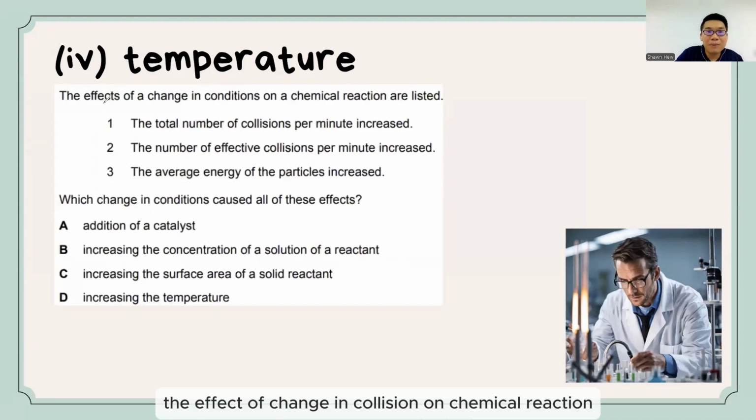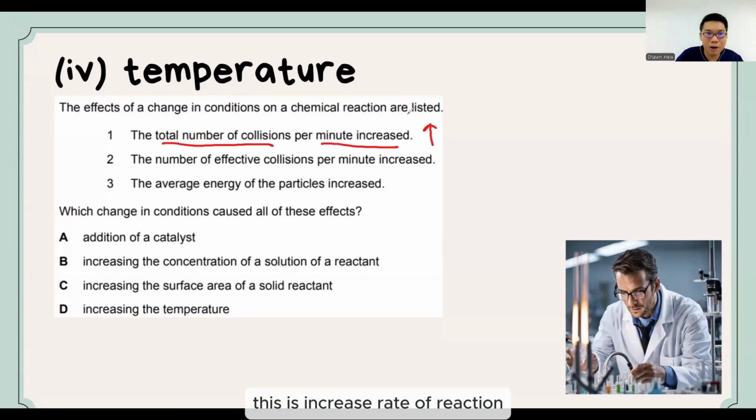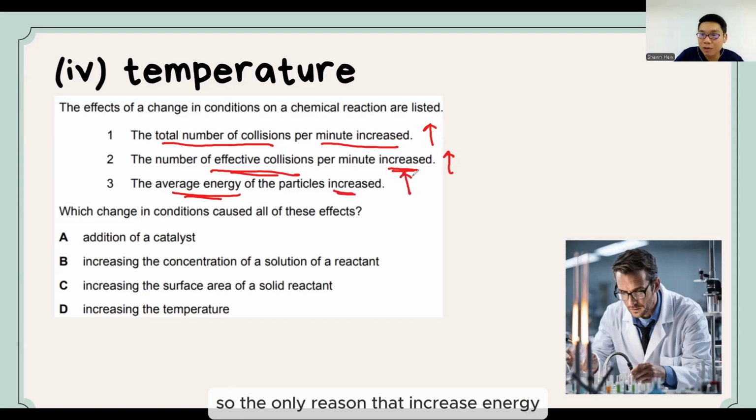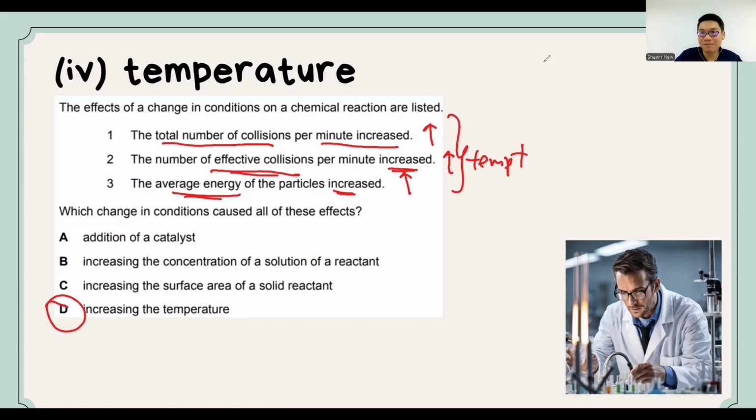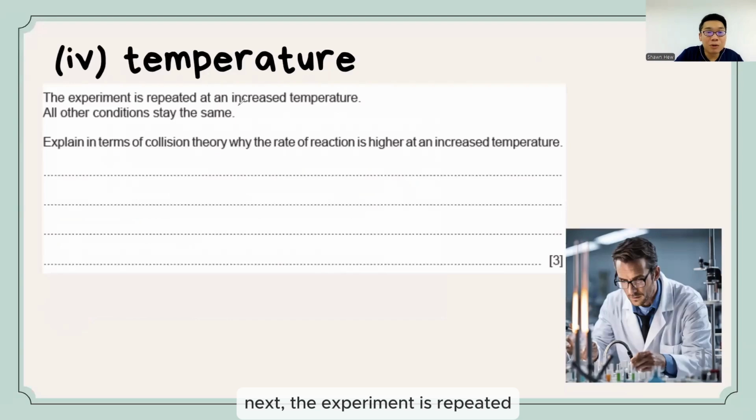Next question. The effects of change in condition on a chemical reaction are listed. The total number of collisions per minute increases. This is increased rate of reaction. The number of effective collisions increases. The average energy increases. Okay, so the only reason that increases energy is increased temperature. D, very obvious.